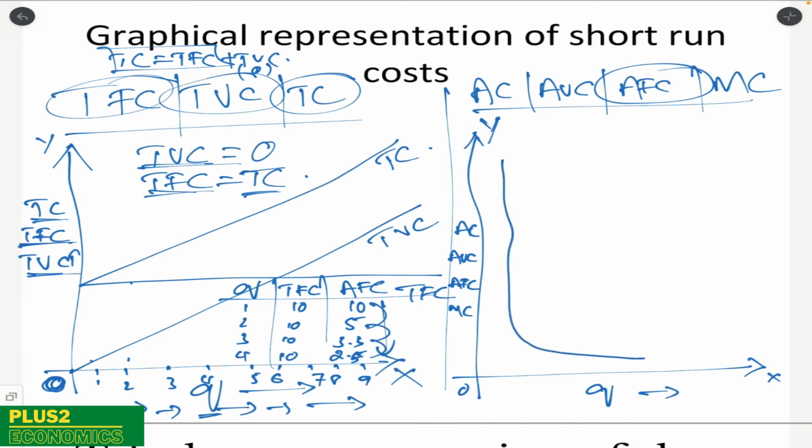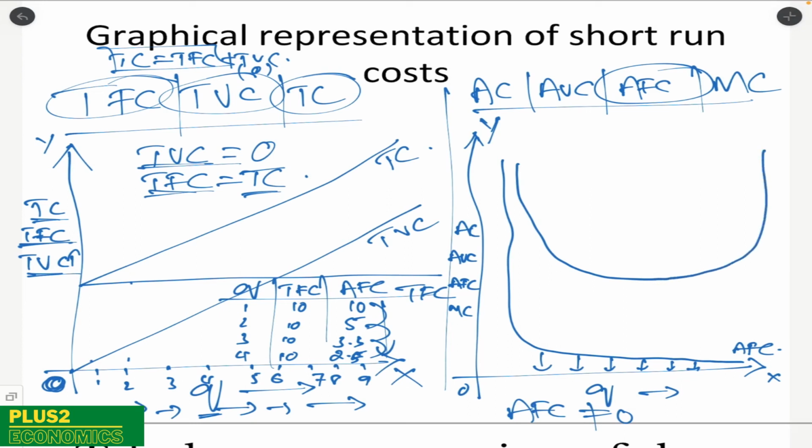So how does the curve look like? The curve would be like this. It keeps on decreasing. Now we need to remember one thing. It is going closer and closer to the x-axis, but it will never intersect with the x-axis. It means that AFC will never be equal to 0, but it becomes very, very close to 0.